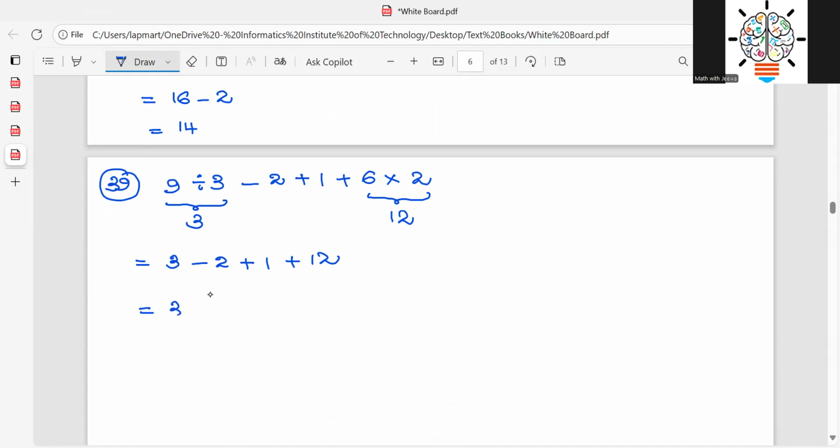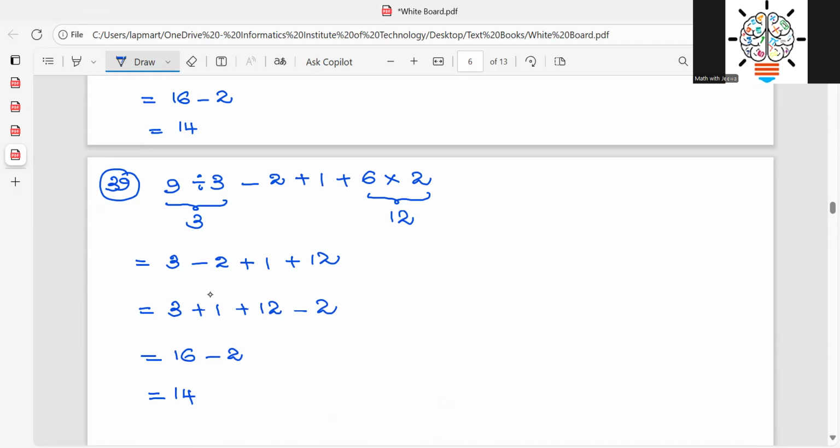Right. So then the 3 plus 1 plus 12 minus 2. 3 plus 1, 4. 4 plus 12, 16 minus 2, 14. Right. So 9 divided by 3, 3. 3 minus 2. Yeah. So then 6 times 2, 12.